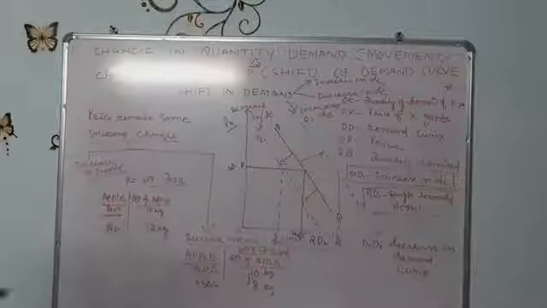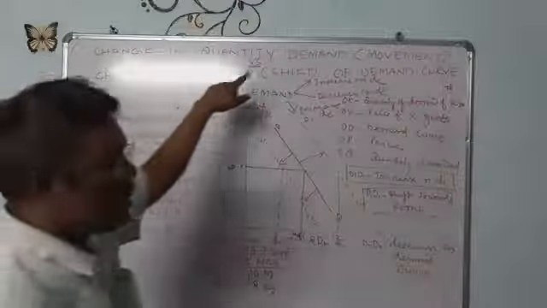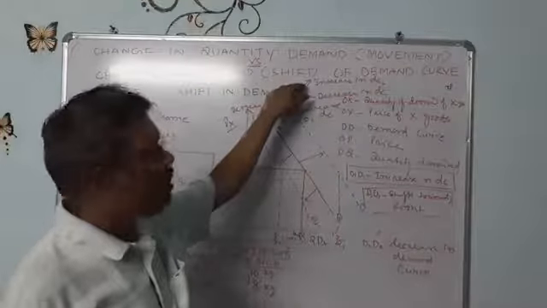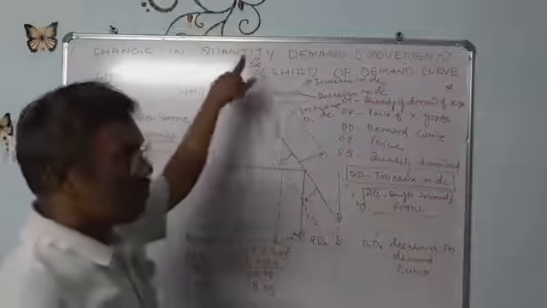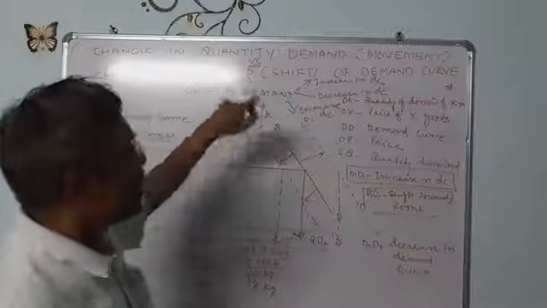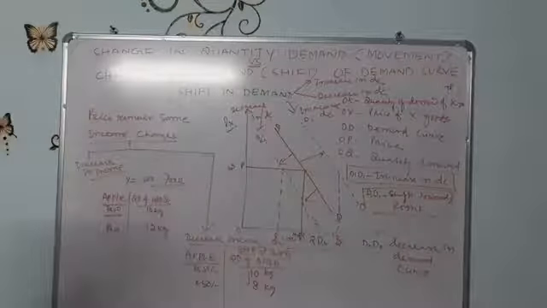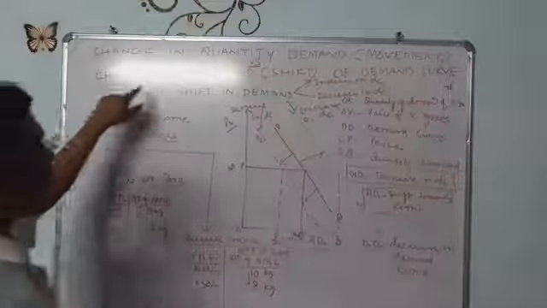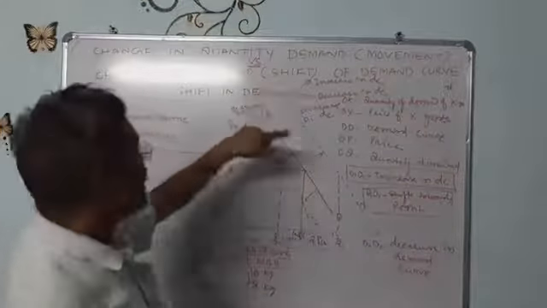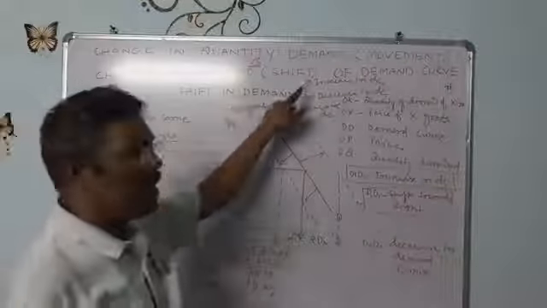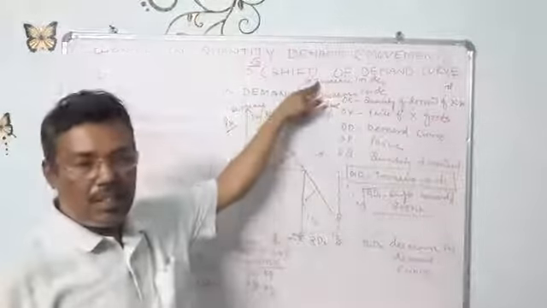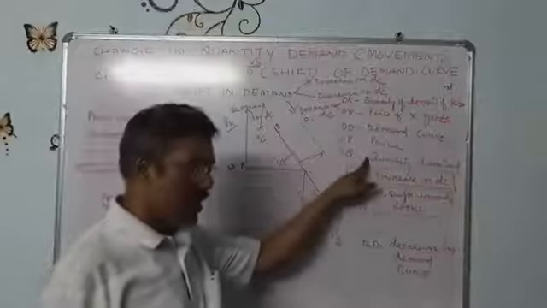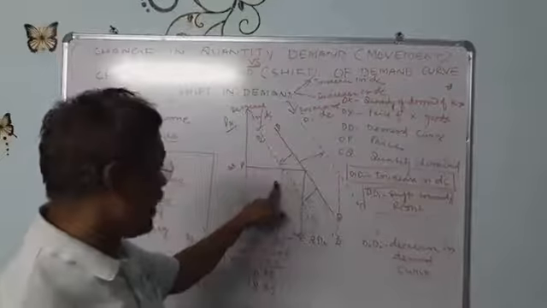So what did I say? Change in quantity demanded is divided into two parts: one is contraction of demand, another is expansion of demand, also called movement along the demand curve. Change in demand, or shift in demand, is divided into two parts: increase in demand and decrease in demand. Increase in demand curve shifts toward the right and decrease in demand curve shifts toward the left.